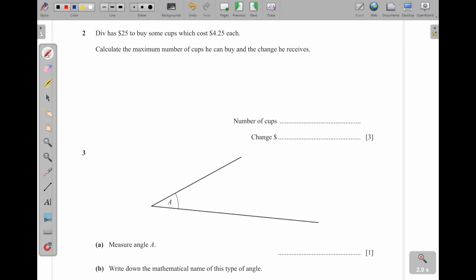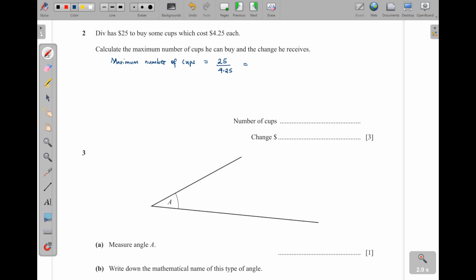Question 2. Div has $25 to buy some cups which cost $4.25 each. Calculate the maximum number of cups he can buy and the change he receives. So maximum number of cups is going to be equal to, we shall get it 25, then divide by 4.25.